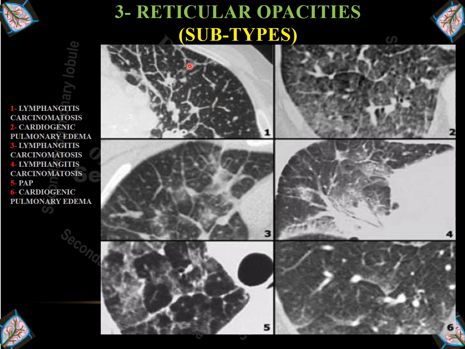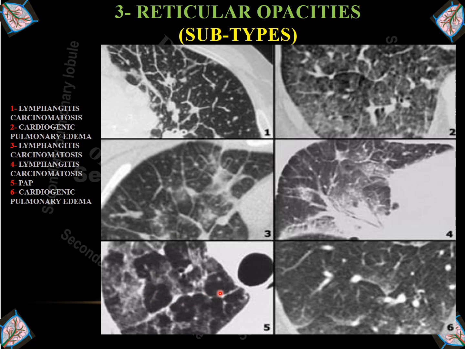As in this patient with lymphangitis carcinomatosis, or this patient with heart failure and ground glass opacity superimposed with interlobular septal thickening, which is smooth and uniform in cardiogenic pulmonary edema. This is interlobular septal thickening in a patient with lymphangitis carcinomatosis, and this is another case of lymphangitis carcinomatosis showing interlobular septal thickening, as we see here, associated with ground glass opacity and lymph nodes.